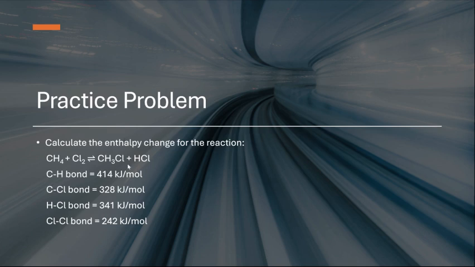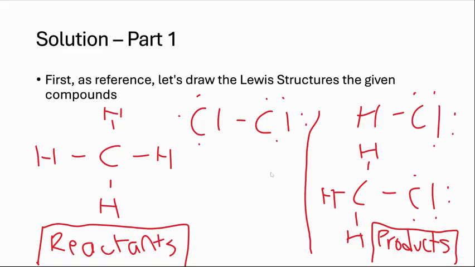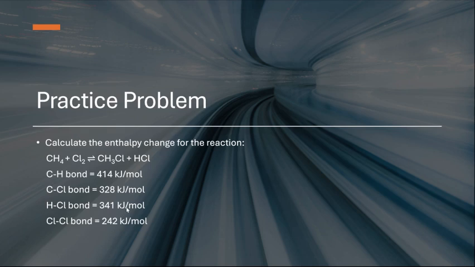Then for the HCl, which is also a bond that's being formed, we're going to have this as our Lewis structure, which is just one HCl bond. So we'll add this one HCl bond to what we had earlier. So what we have for the bonds formed is 414 times 3, since there are 3 CH bonds, plus 1 CCl bond, which is 328, plus 1 HCl bond, which is 341. So we'll do 414 times 3 plus 328 plus 341.